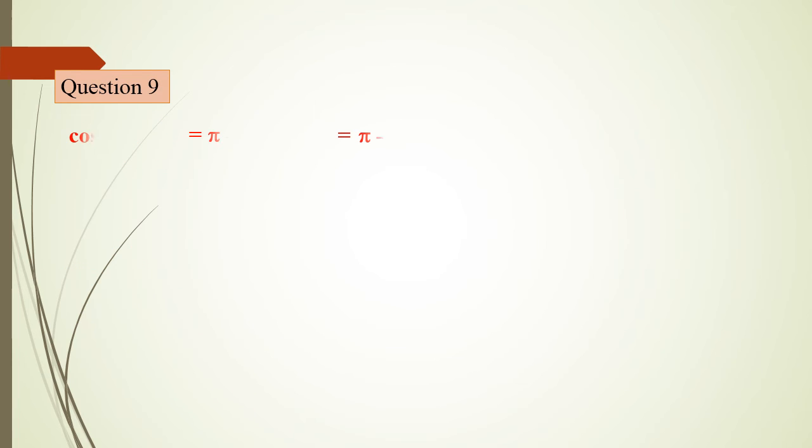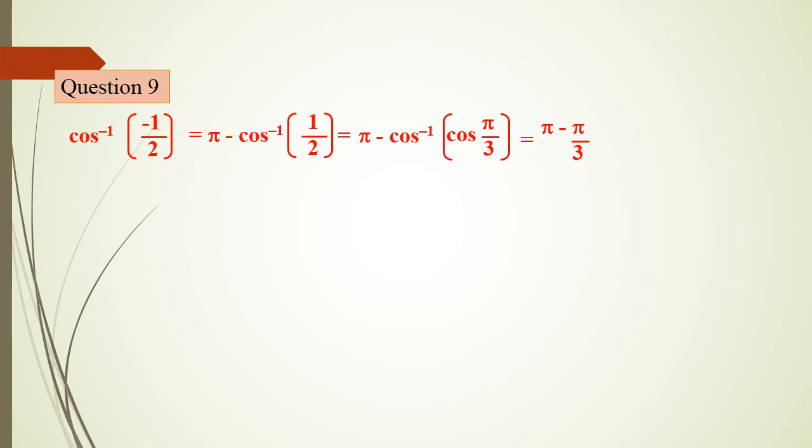Okay, next question, cos inverse of minus 1 by 2. Just a second back I have discussed it in the previous question. Here cos inverse, its angle is again given in terms of negative, so pi minus is compulsory, so pi minus cos inverse of 1 by 2.